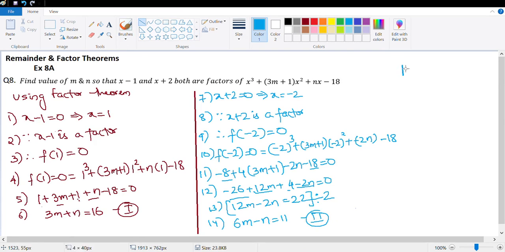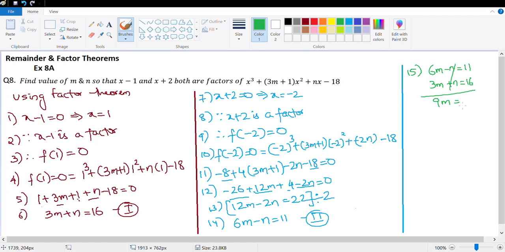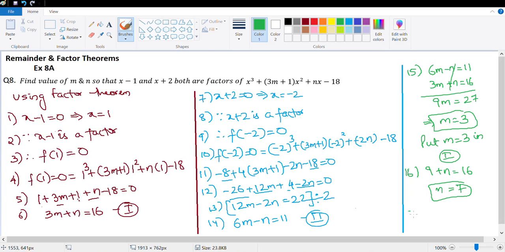So now that we have both our equations, let's go ahead and solve them simultaneously. We have 6m minus n is equal to 11 and 3m plus n is equal to 16. When I add, we get 9m is equal to 27, which means m is equal to 3. Now put m is equal to 3 in equation 1, and we get 9 plus n is equal to 16, so n is equal to 7. So the values of m and n are 3 and 7.